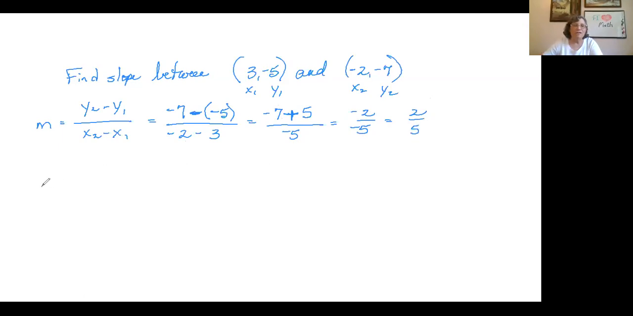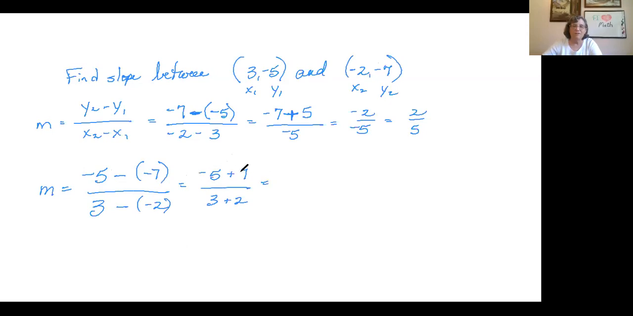If instead we had started with the other y first, instead of the -7, I started with the -5, so I put -5 minus -7 over, now I'd have to put this x first because it has to be the one that matches up with that y. So this would be 3 minus -2. Minus a negative becomes plus, always and forever. Same thing down here, becomes a plus. -5 and a +7 would be a +2. 3 plus 2 is 5. I get the same slope.